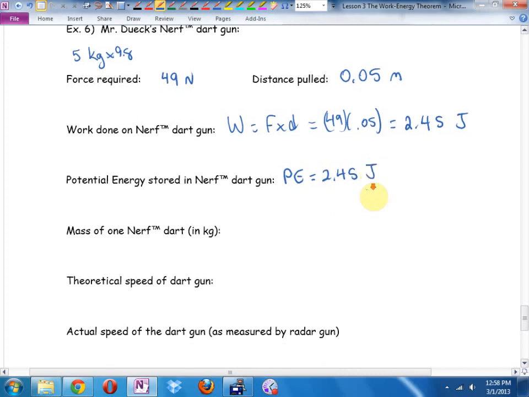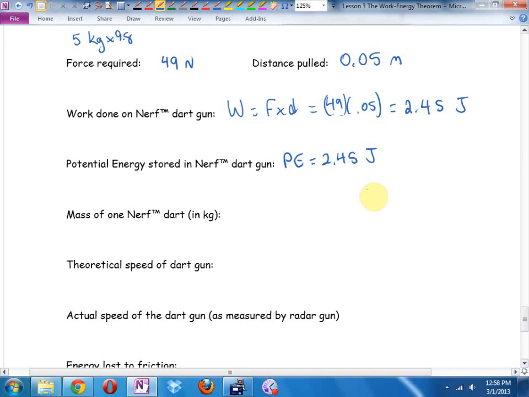What did I say we needed next? What's the next thing we need to fill in here? Read the next line. Oh, we need the mass of one Nerf dart gun. Conveniently, I got my little scale back there.